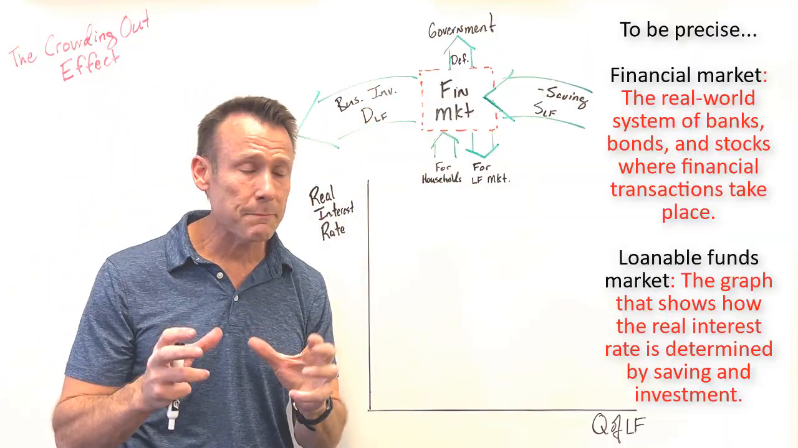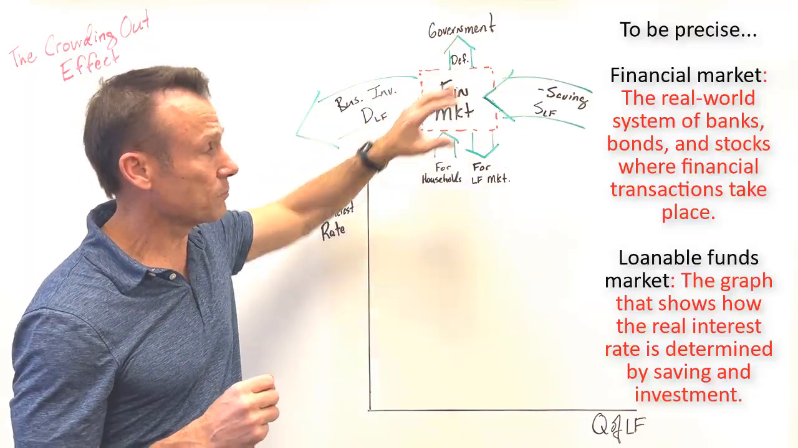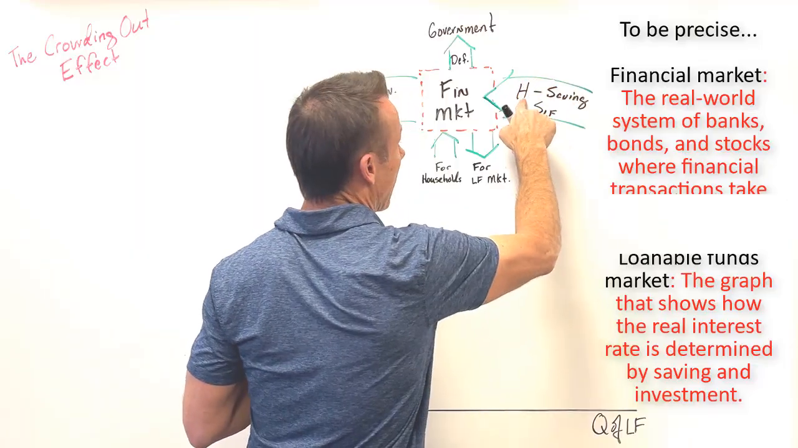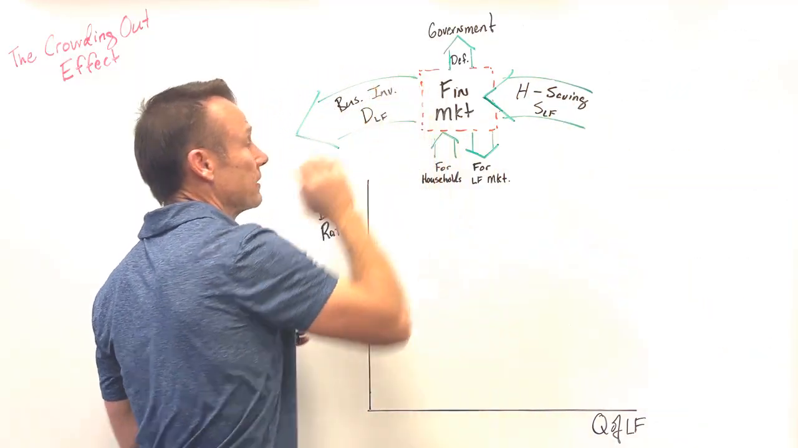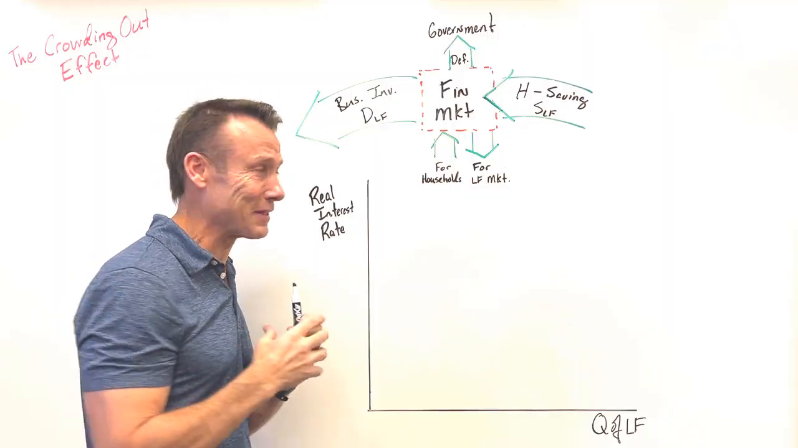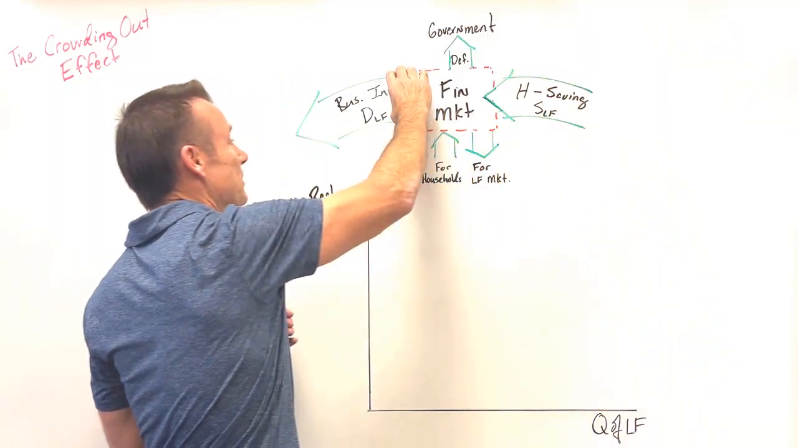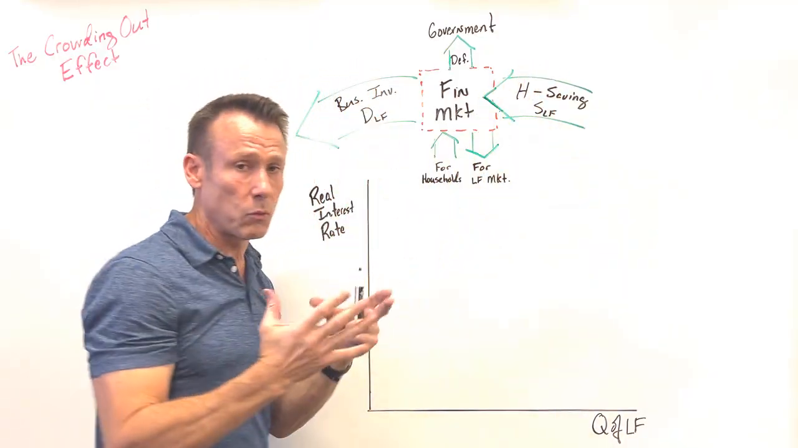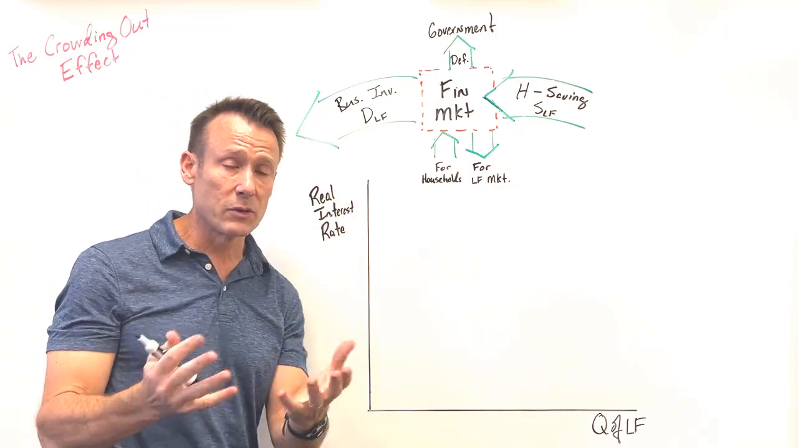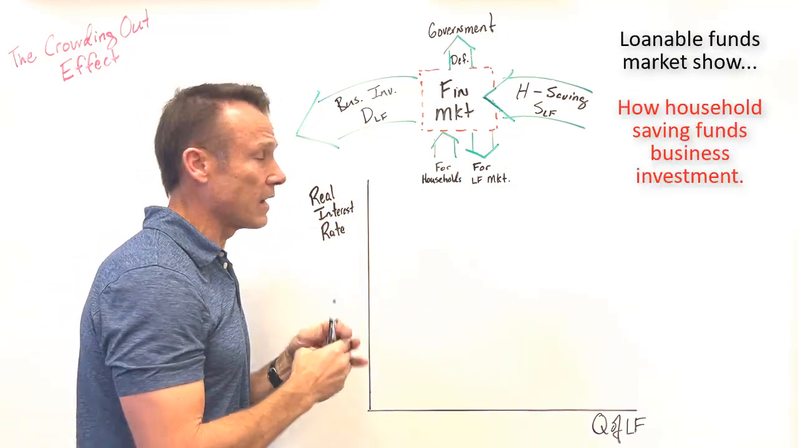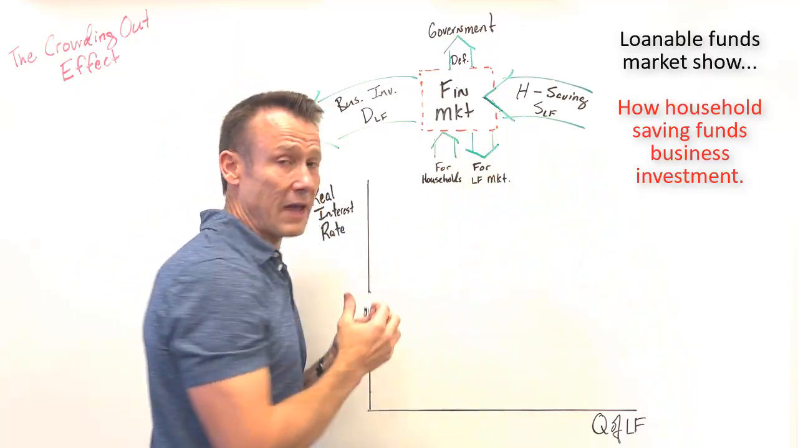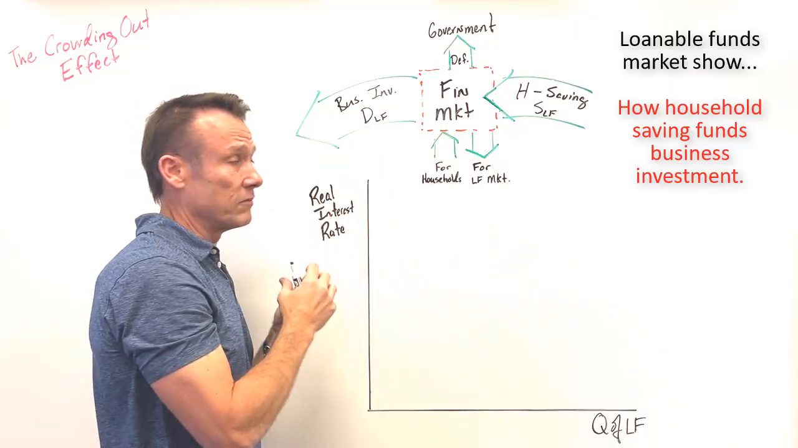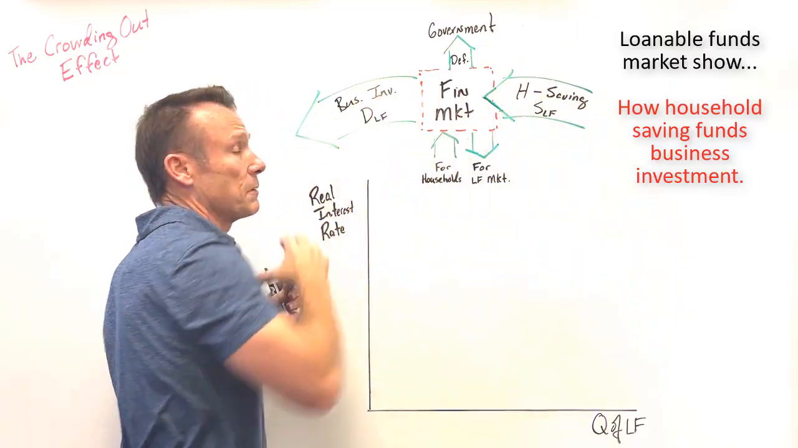Now, what is happening in this loanable funds or financial market is household savings funding business investment. These are the two biggest flows that we want to associate with the loanable funds market. If you didn't know that, that's something to take away from this video, guys: the number one inflow is household savings, okay? The number one outflow or demand is business investment. So you're looking at how savings funds business investment.